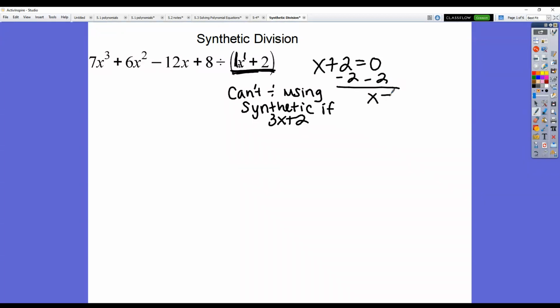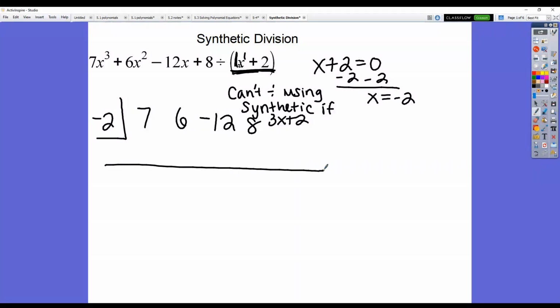Well, that'd be x equals -2. So what we do is we draw a half box, is what I call this. We put -2 here, and then we put the coefficients, and make sure you're not missing any terms. So what I mean is we have an x cubed, an x squared, an x, and then a constant. It all goes in order, nothing's missing. So then what's the coefficients? We got 7, 6, -12, and 8.